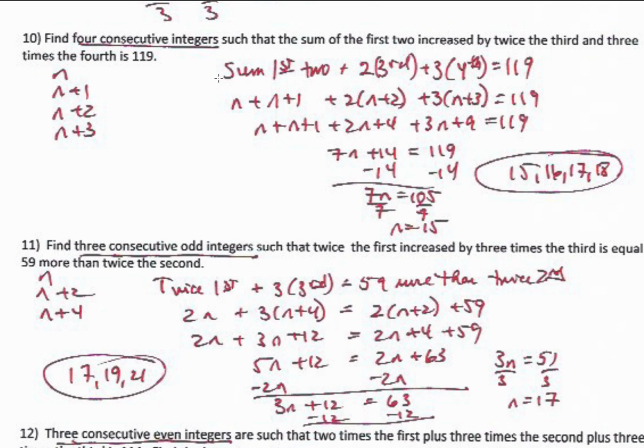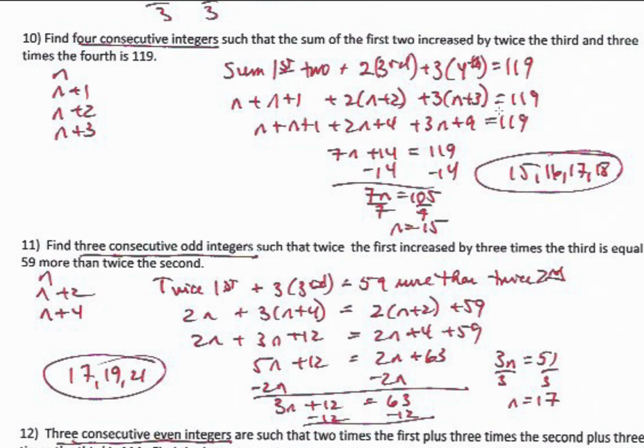Then I always like to write this line here, because it really sets me up. The sum of the first 2, so that's n plus n plus 1, plus twice the third. Here's my third one right here. So that's 2 times n plus 2. Plus 3 times the fourth. Fourth is n plus 3. So 3 times n plus 3 is 119.